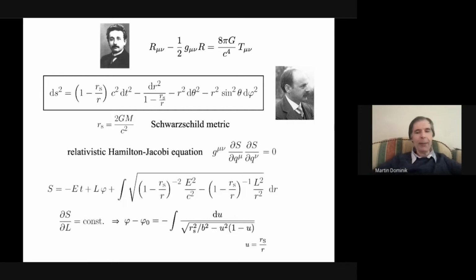With the relativistic Hamilton-Jacobi equation, which just re-expresses the energy-momentum relation, one finds the action as function of the coordinates and the constants of motion, which are the energy and the angular momentum. Straightforwardly, from the fact that the derivative of the action with respect to the angular momentum is constant, one finds a relation between the polar angle phi and the radial coordinate r. In general, the resulting integral does not have an analytic solution, but it can be solved numerically to yield trajectories.